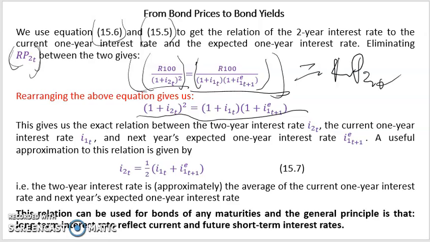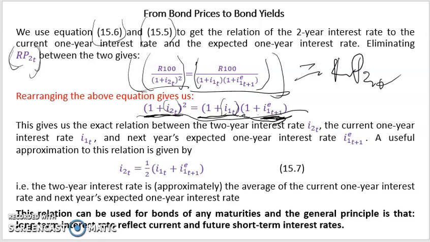between the 2-year interest rate, which is this I2T, the current 1-year interest rate, which is this one, as well as the next year's expected 1-year interest rate, which is given by the last part of the equation. So this simply says the 2-year interest rate is influenced by the current interest rate and the interest rate expected next year.